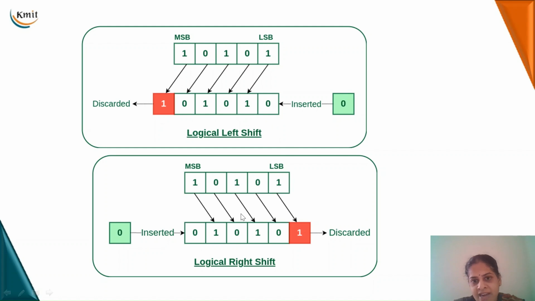Coming to a logical right shift operation, from this end, from MSB, we are going to shift towards the right. So this 1 will come here, 0 will come here, 1 will come here, 0 will come here, whereas the LSB bit will be discarded or rejected. And this empty position will be filled with the serial input. This is a logical right shift operation.